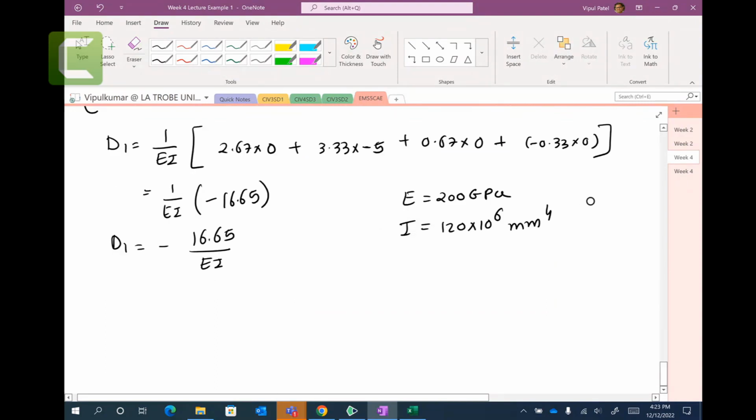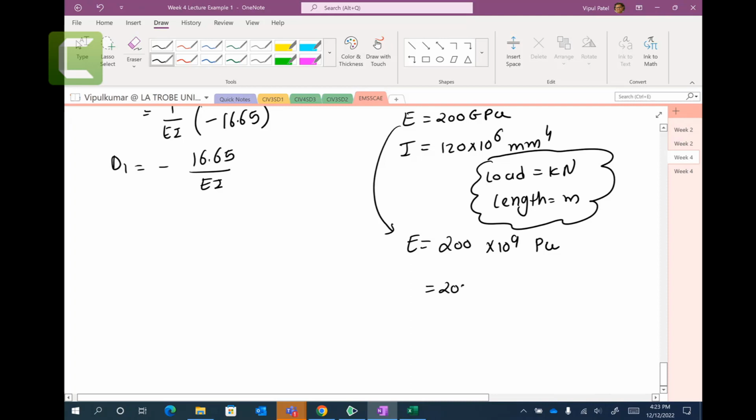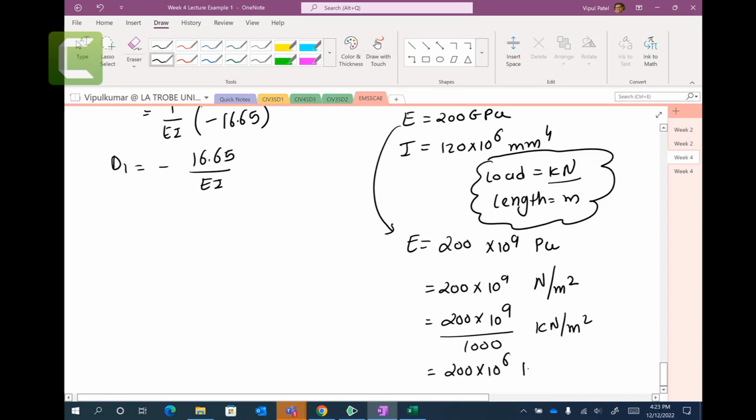Right, so we have load in kilonewtons and length in meters. That's the unit that we are working in. So for that, we need to convert this into kilonewtons. 200 gigapascals means 200 times 10 to the power 9 pascals. Pascals you can write as Newton per meter square. Now we need kilonewtons, so we divide by thousand to get kilonewton per meter square. So you get 200 times 10 raised to 6 kilonewton per meter square.